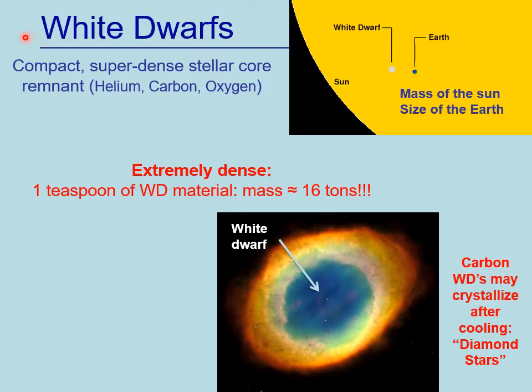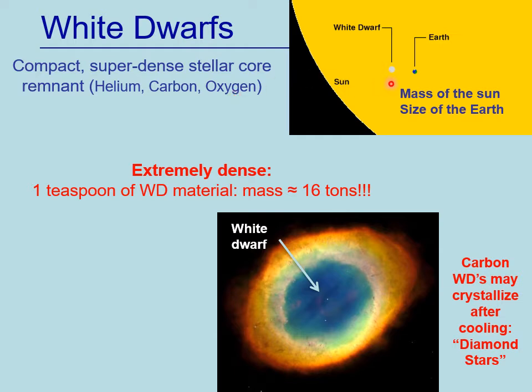So since our sun is going to become a white dwarf, and in fact, all of the small and medium sun-like stars will become white dwarfs, let's look at them in a little more detail. A white dwarf is a compact, super dense stellar core remnant, meaning what's left of the star after it dies. And they're made of helium, carbon, and/or oxygen.